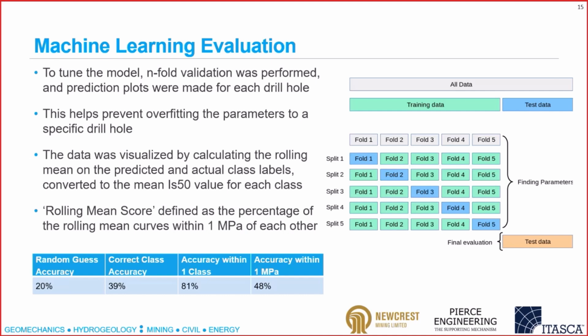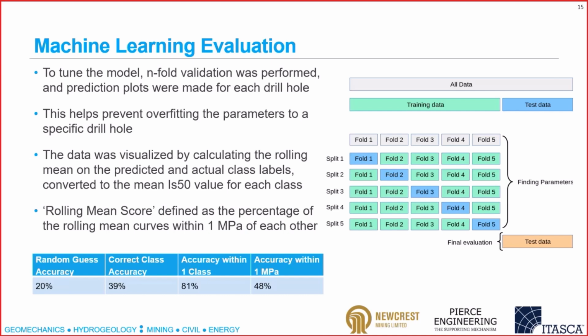And how we visualized the data was by calculating a rolling mean on the predicted and actual class labels. And this will make sense when I show them on the next slide. But essentially, we predict point values that are the IS50 class that we convert to a mean value. But then we've taken a rolling average of these values, right? The model can only predict 5 different values, but we want more granularity than that. And really, what we're interested in as an end goal isn't an IS50 prediction at one specific point. We want to get rock mass strength information from this. So it makes more sense to look at the predictions at a larger scale.